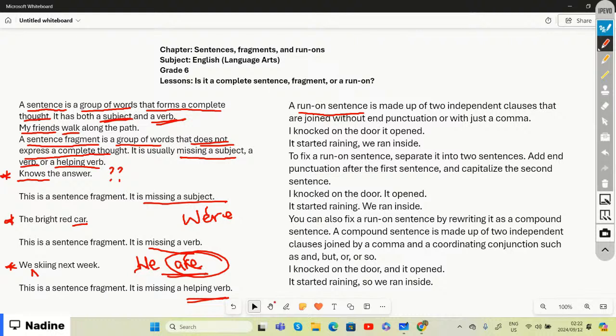And a run on sentence is made up of two independent clauses. Remember, an independent clause can stand on its own. And these independent clauses are joined without an end punctuation, or in this run-on sentence, these independent clauses are joined with just a comma. And that we call a run-on sentence. It's like you're just writing and writing and writing. We have our independent clauses, right? But there's no end punctuation, or it is just a comma.